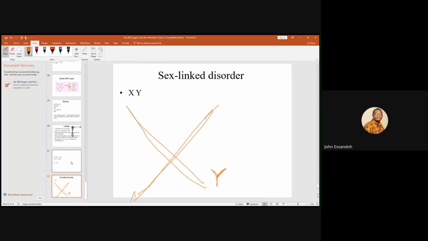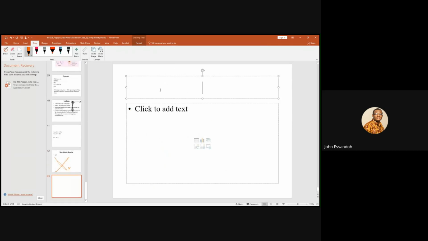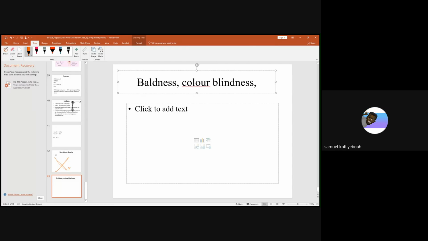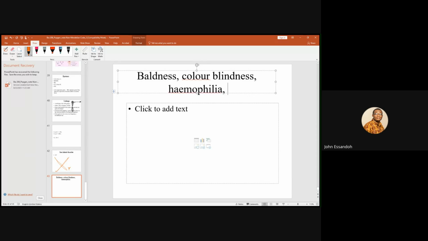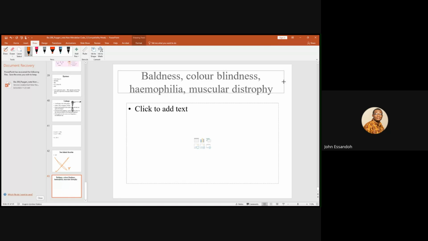Now let's look at something here. Some of the sex-linked disorders are baldness, color blindness, and then there's this popular one, hemophilia, and then another one, muscular dystrophy. All right, good. So these are popular ones, like color blindness.